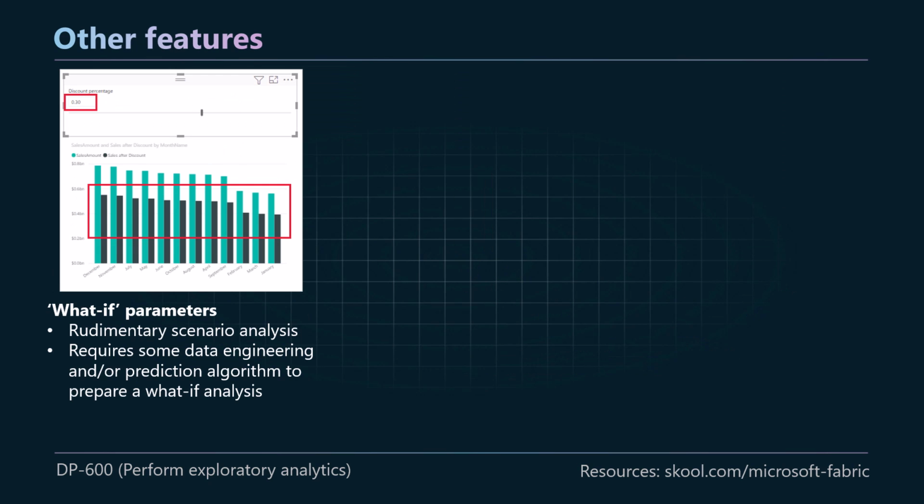Next, we have what if parameters. So we can use what if parameters to perform some, what I would say is kind of rudimentary scenario analysis. So giving your report users the option to change a particular variable, particular parameter. In this case, we've got discount percentage, and they can see what impact that has on a particular metric in the chart below. Now, to actually get what if parameters to work, you need to do quite a lot of data engineering and potentially prediction algorithms as well. So it can be quite difficult to set up a good what if analysis.